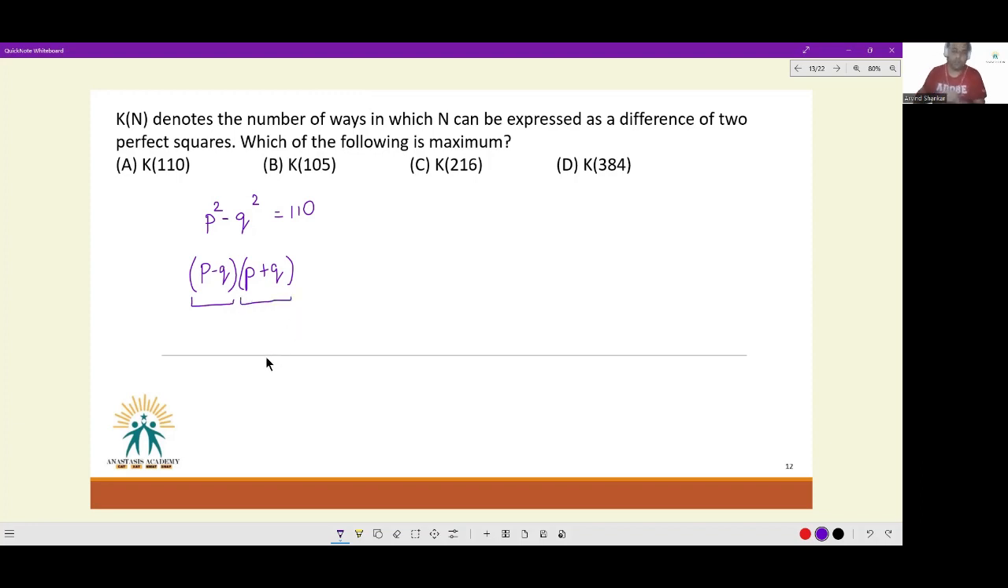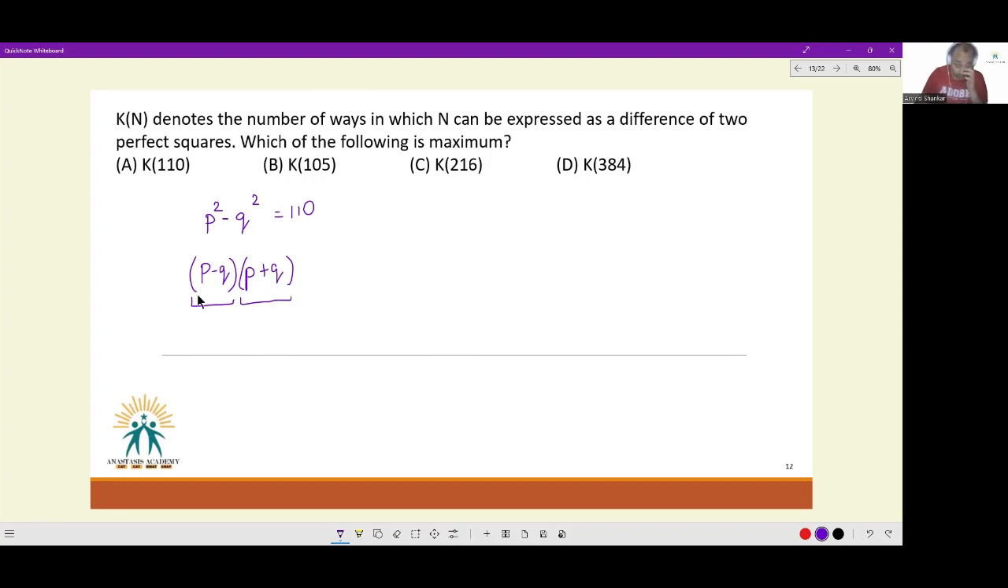The wonderful thing is, if p minus q is even, p plus q also should be even. Or if p minus q is odd, p plus q should also be odd. This simply stems from if p and q both are even, then p minus q will be even, p plus q will be even. If one of them is odd and one is even, then their difference and their summation will be odd. If both of them are odd, their difference will be even, their summation will be even.